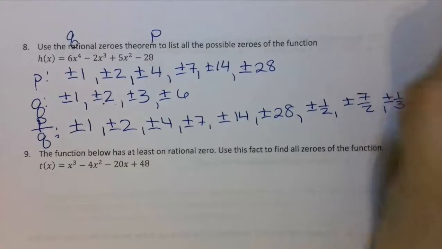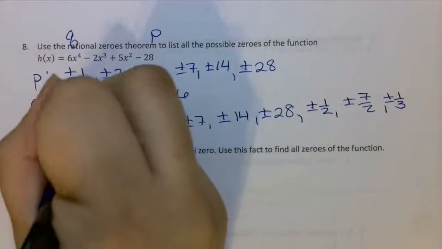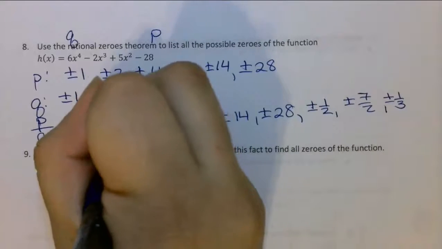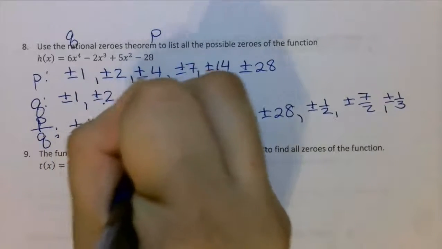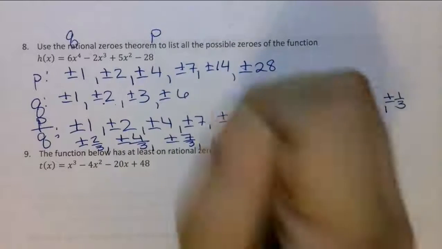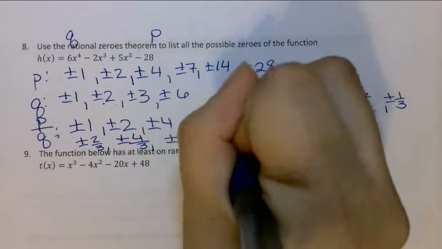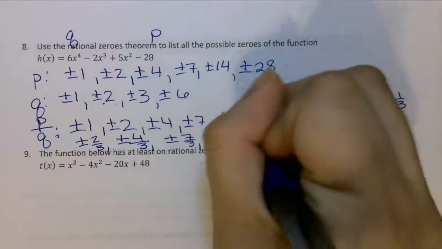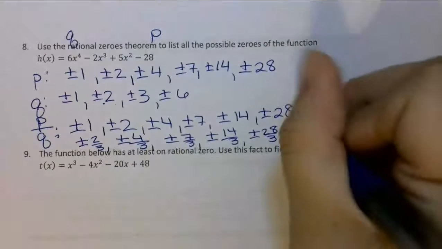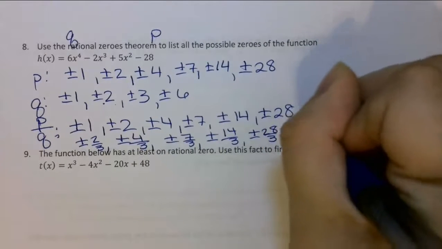Then I have 1 divided by 3. 1/3 is new. I have 2 divided by 3. 2/3 is new. 4 divided by 3 is new. 7 divided by 3 is new. 14 divided by 3 is new. 28 divided by 3 is new. Then I have 1 divided by 6, which is new.